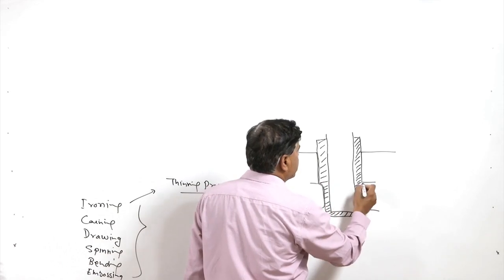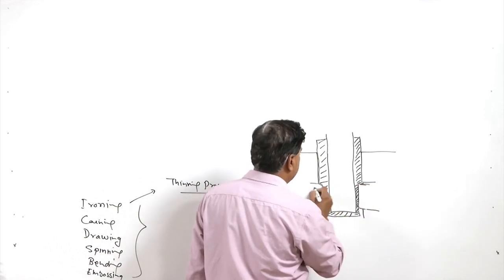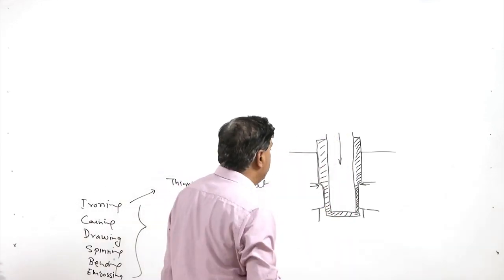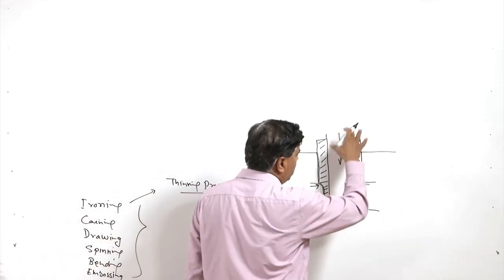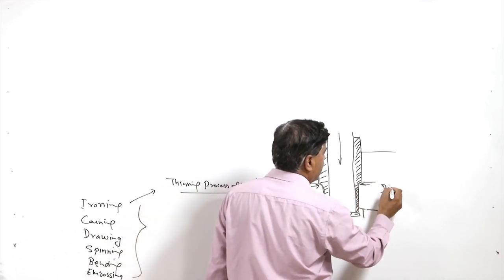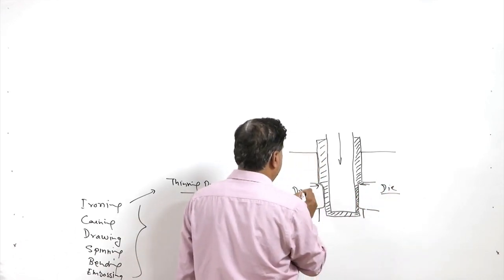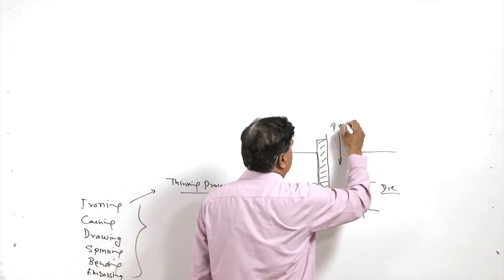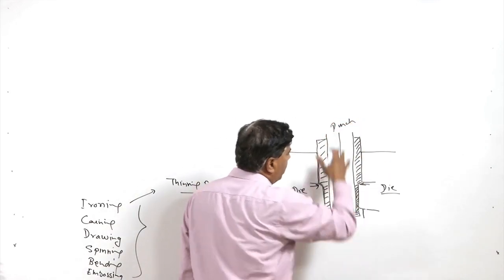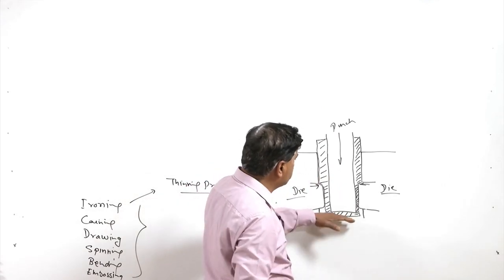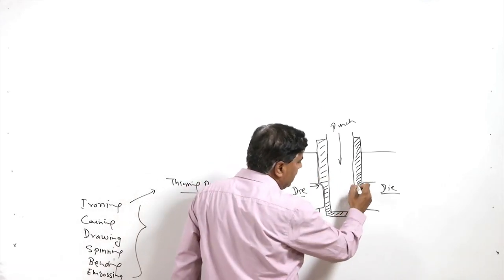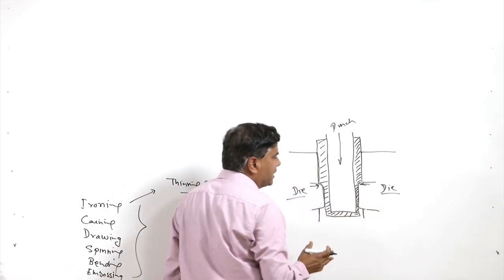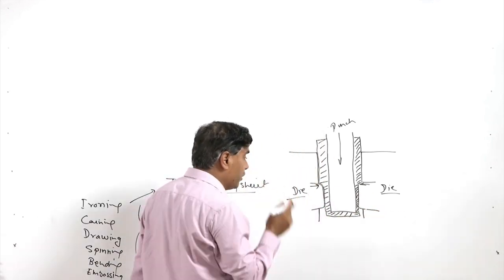Ironing is facilitated in this zone when the punch pushes the sheet metal through the die. Basically, this is the area where the die will be working. When the punch pushes the sheet metal through the die, the clearance here is narrow. The clearance in this case is narrower than that used in the case of the drawing operation.